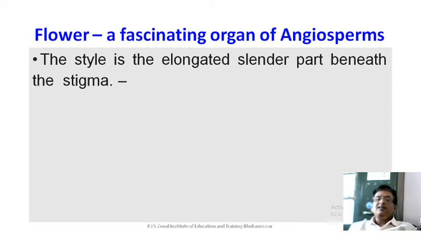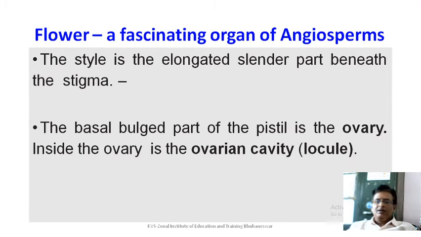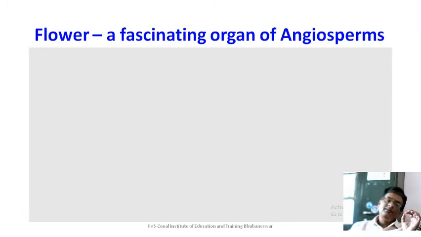The style is the elongated and slender part below the stigma. At the base, there is a bulged part. We call it the ovary. If you make a section of the ovary, you will see chambers. These chambers are called locules, also called the ovarian cavity. Inside this locule only, the ovules will develop.